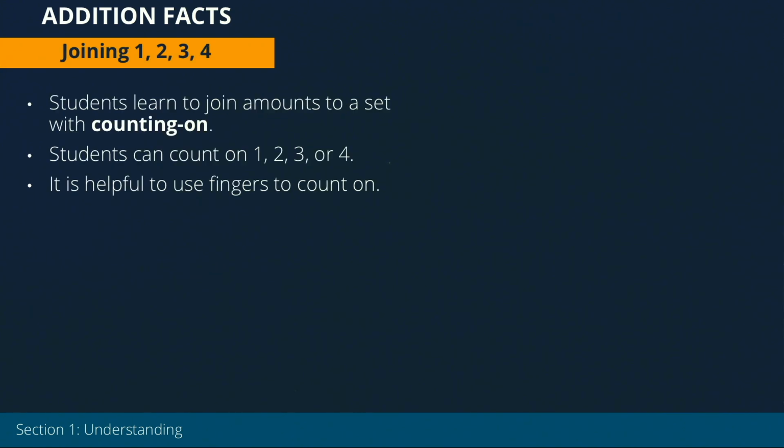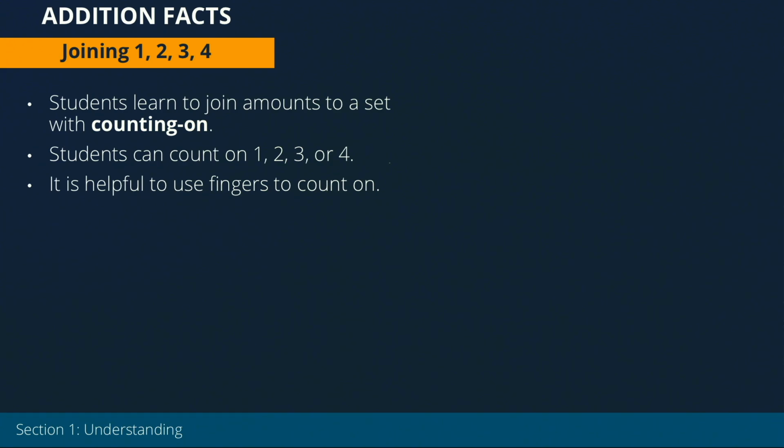As we continue with our progression, you may want to talk with students about what it means to join 1, 2, 3, 4 to a set. So this gets into that join interpretation of addition. And this is where we will really start to emphasize counting on instead of counting all. Students can usually count pretty easily on 1, 2, 3, or 4, so that's why we're going to start there.